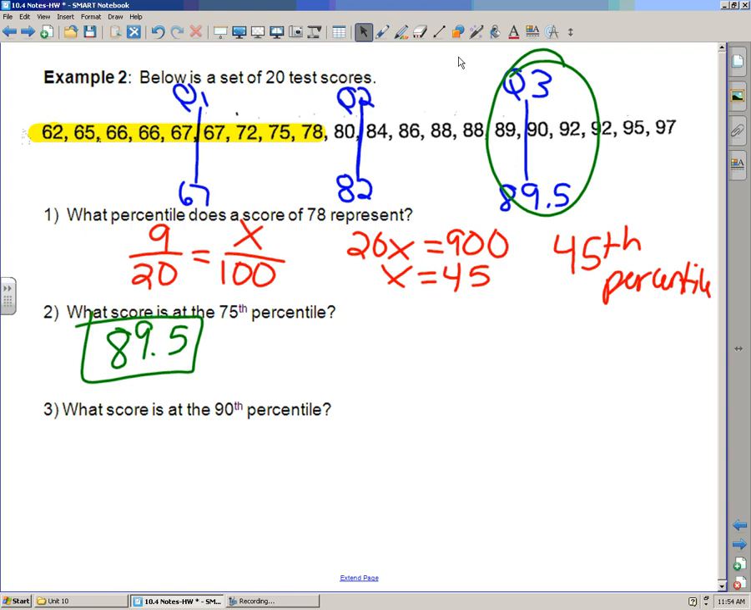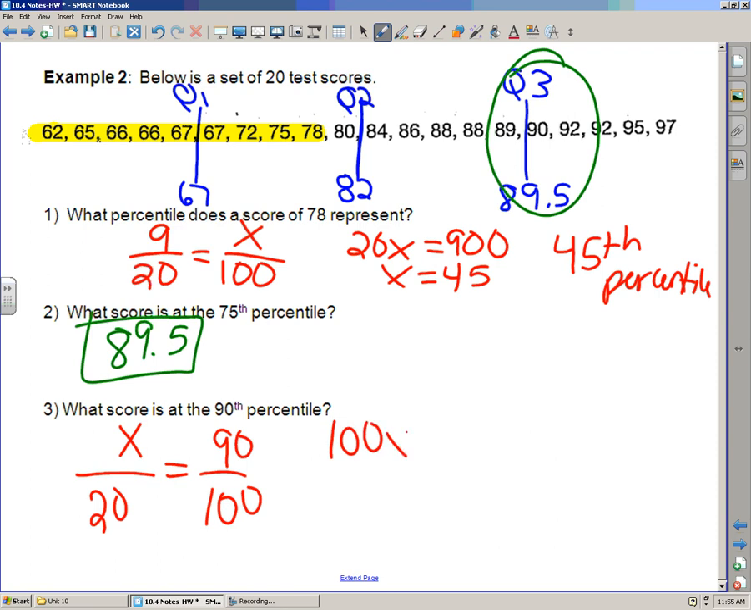What test score is at the 90th percentile? Well, that we don't know. So then what we need to figure out is, what test score should we look at? We want to find out what test score out of the 20 represents 90% of everything. When you cross multiply here and solve, you get 100x equals 1800, and x is going to be the 18th score. Well, now which score is the 18th?